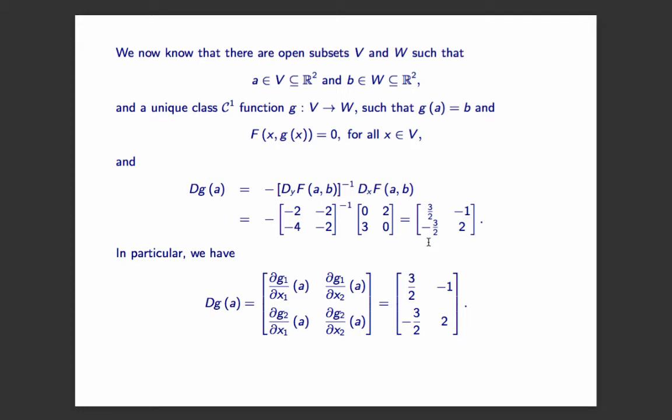In particular, the derivative of G at A is a matrix of partial derivatives. So not only can I tell you what the complete derivative of G is, I can actually tell you what all the partial derivatives of G are at (1, 1). And all of that comes directly from the implicit function theorem.